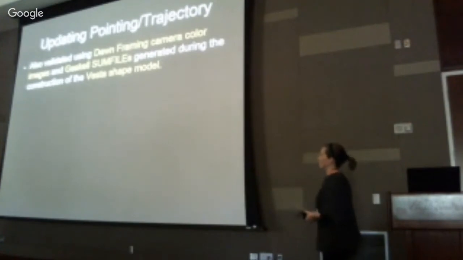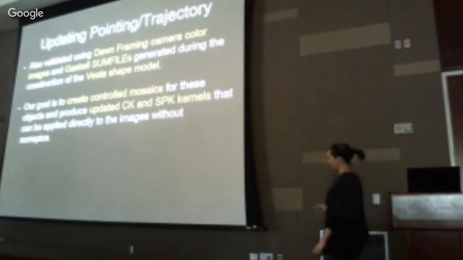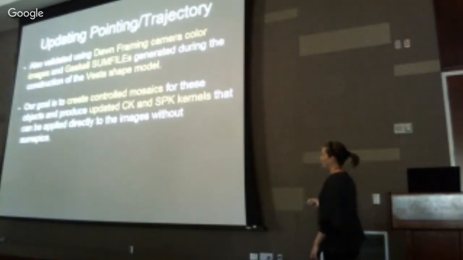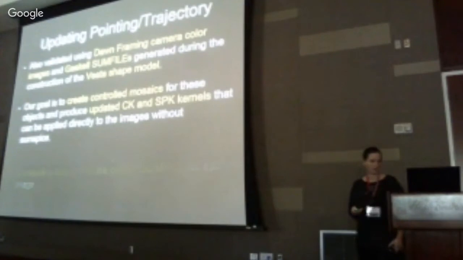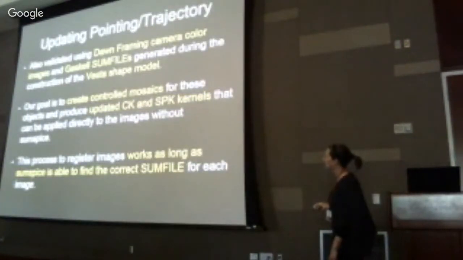I also tested this routine on the Dawn Framing Camera data set of Vesta. I wanted also to control the color images for Vesta and it worked perfectly fine too. Our final goal is to create control mosaics for these objects and produce also updated kernels that we can apply directly on the images without having to do all the processing I've done before. So in the end, I will archive the SPICE of the data. And yeah, I forgot to say that this process works as long as there is a sum file for each image.